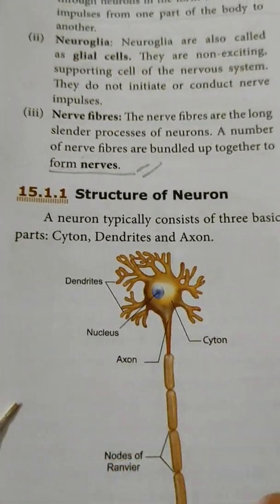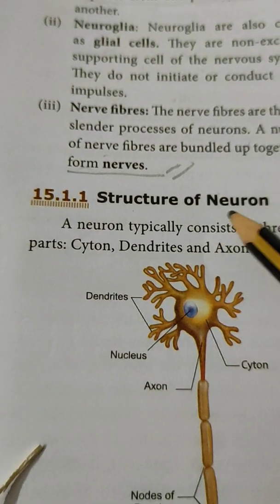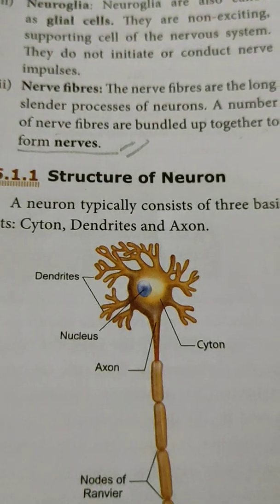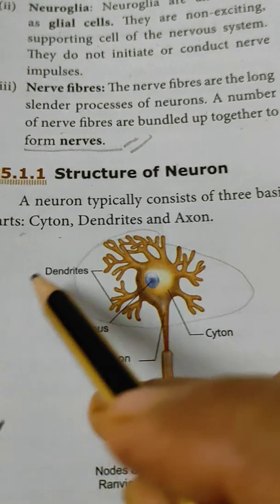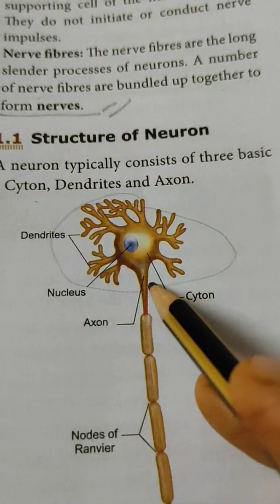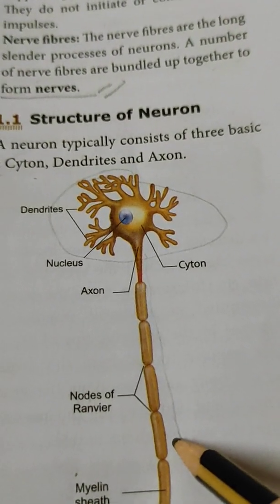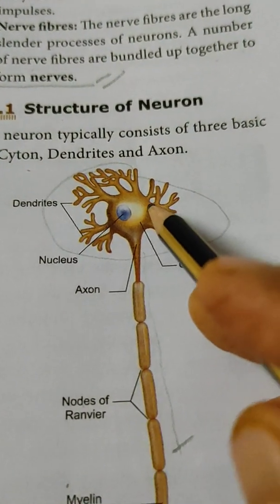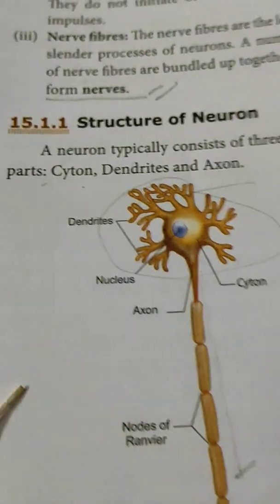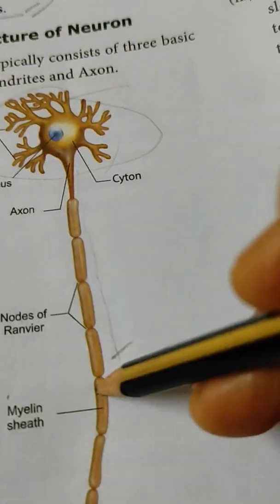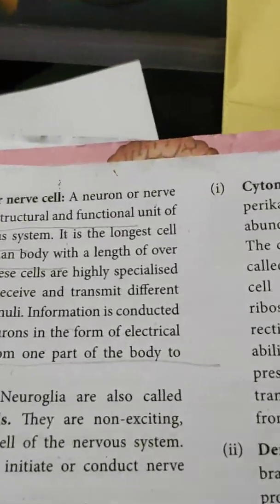Now next, we are coming to the structure of neurons. Very important book back question. A neuron or nerve cell typically consists of three basic parts. This whole part is called the cyton. At one end of the cyton, a long elongated structure develops, which is called the axon, and from the cyton branched structures arise, which are called the dendrons or dendrites. So three components: cyton, dendrites and axon. Now one by one we have to discuss each with a diagram.